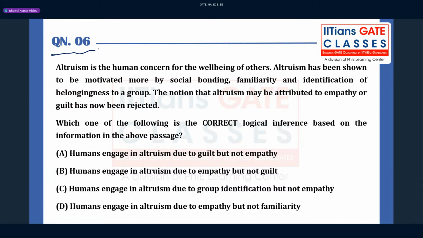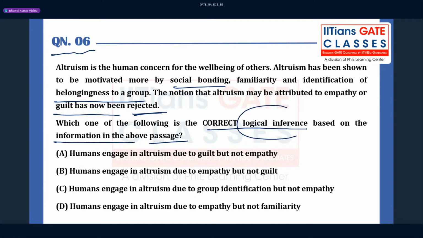Altruism is the human concern for the well-being of others. Altruism has been shown to be motivated more by social bonding, familiarity, and identification of belongingness to the group. The notion that altruism may be attributed to empathy or guilt has now been rejected. Which of the following is a correct logical inference based on the information in the passage?